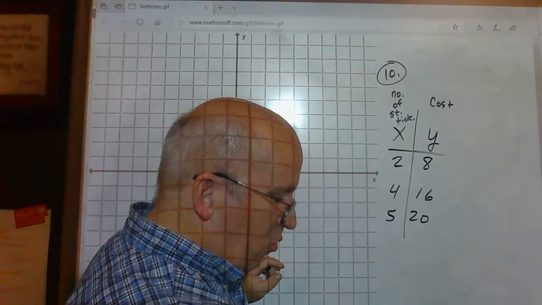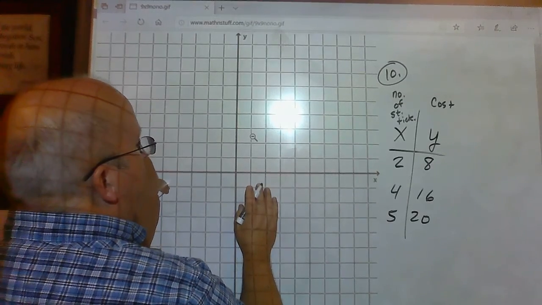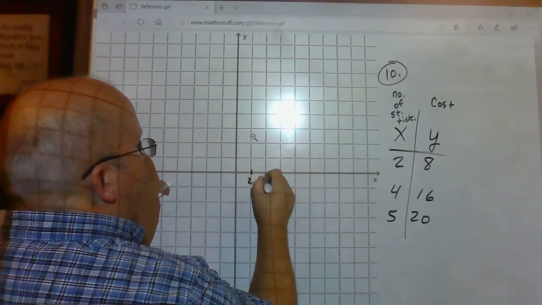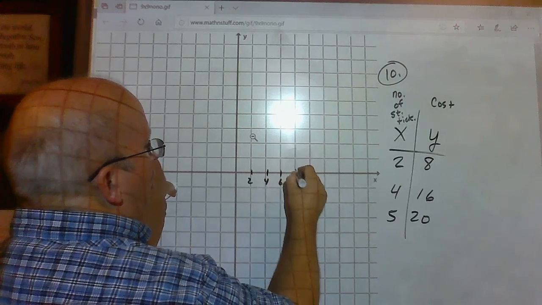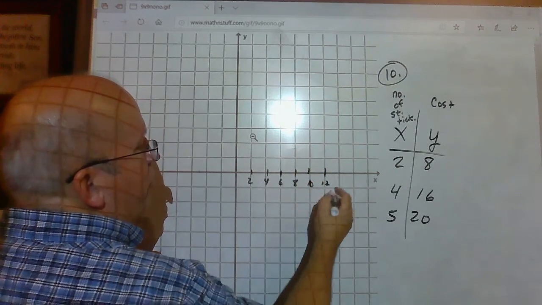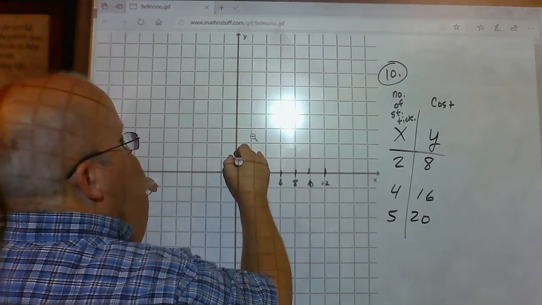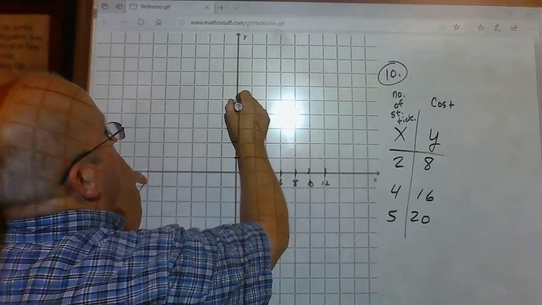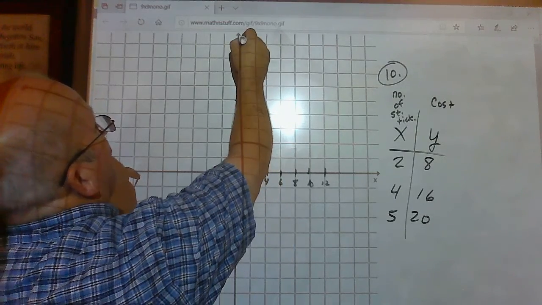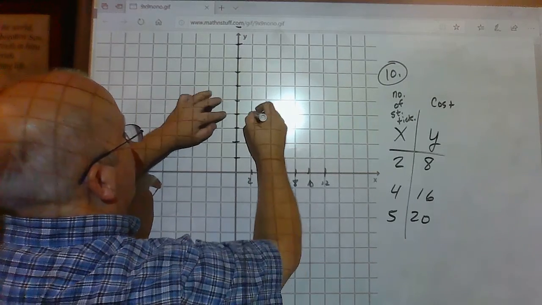Then number 11 says graph those ordered pairs. Okay, so how would I graph that? Well, I'm going to go by 2s here, because if I don't go by 2s, I don't think it's going to fit, right? 2, 4, 6, 12, 14, 16, 18, 20. Boy, it doesn't even fit on here. So 2, 8 would be right here.